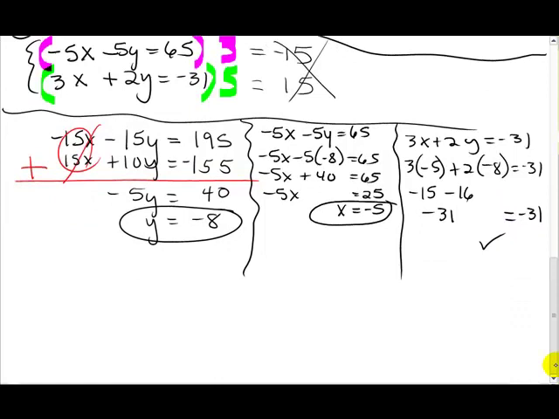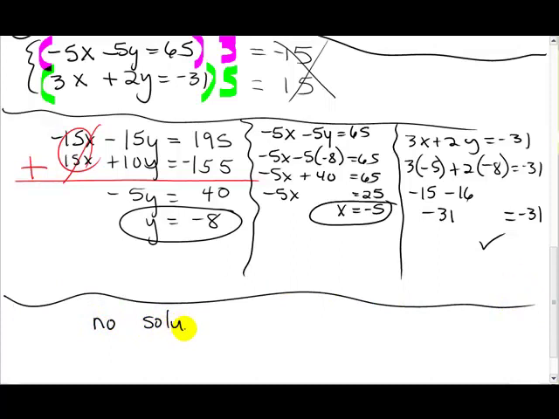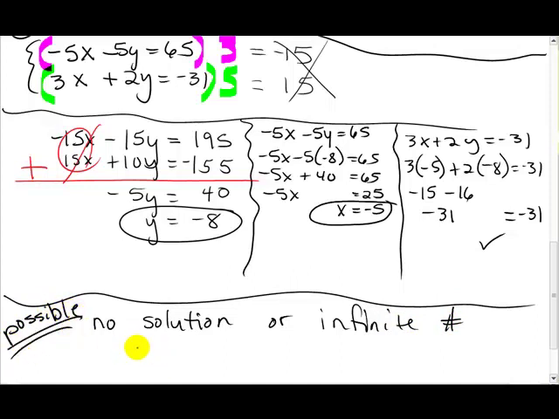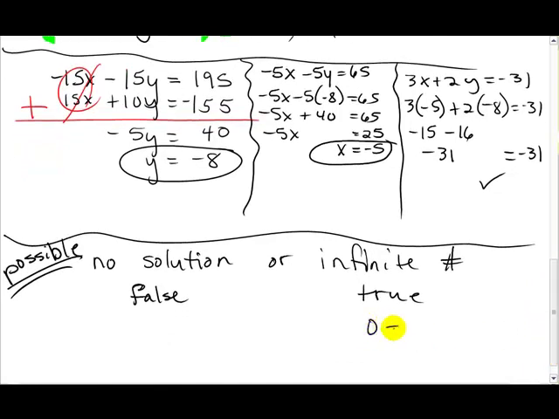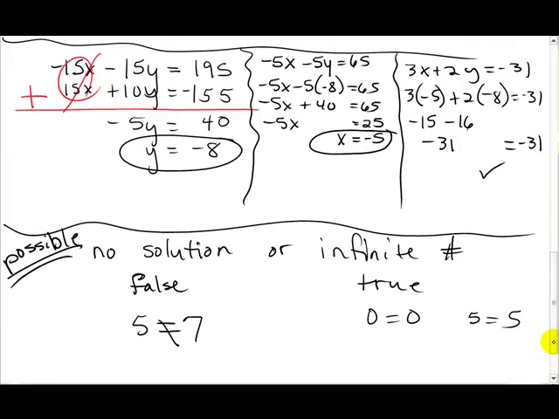Okay, remember also, it's possible to have no solution or an infinite number of solutions. So just keep that in mind. If this is a false statement, you know, false. If this is a true statement, such as 0 equals 0 or 5 equals 5, but 5 equals 7 is a false statement. Alright, good luck with that.